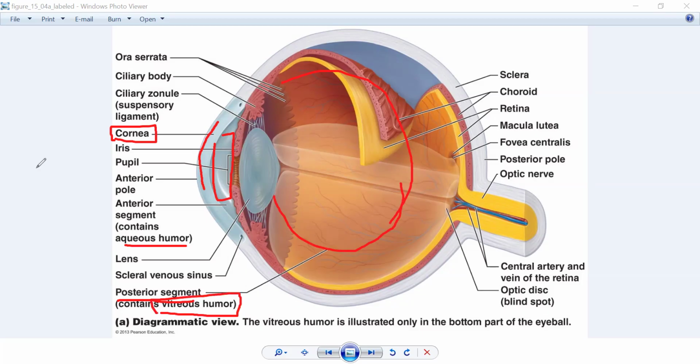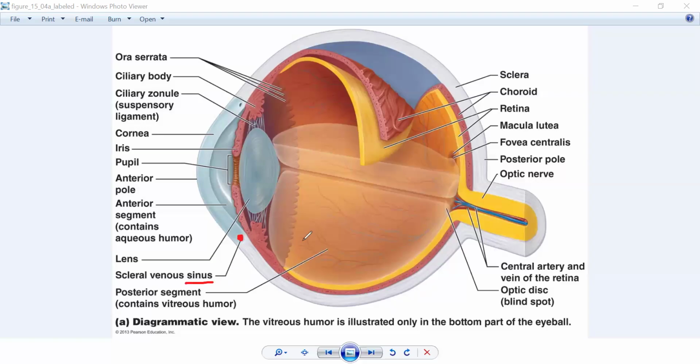humor. Now, the fluid is produced by capillaries located within the eye. You can't see them here, but the capillaries produce the fluid. And then eventually it drains into a large thin-walled vein called a sinus to re-enter your bloodstream.